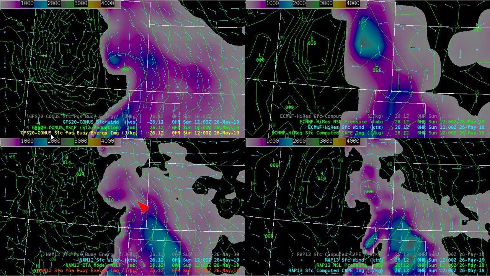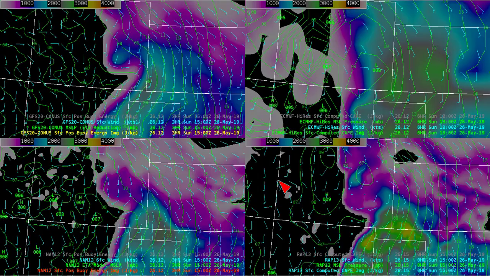Here's the MSLP, surface-based CAPE and surface winds from 4 different models: the GFS, Euro, NAM, and RAP, all initialized at 12Z. If we advance a little bit forward in time to 15Z, and then I'll go ahead and stop it here at 18Z, you get the impression of a surface low approximately right in here, and a dry line extending southward from that. And just east of this you have this higher area of CAPE, so we have a warm front just northeast of the low.